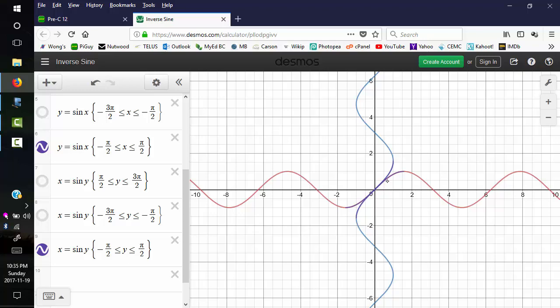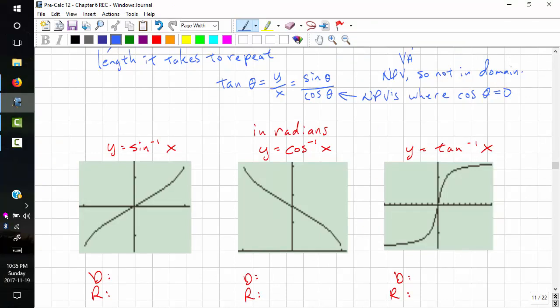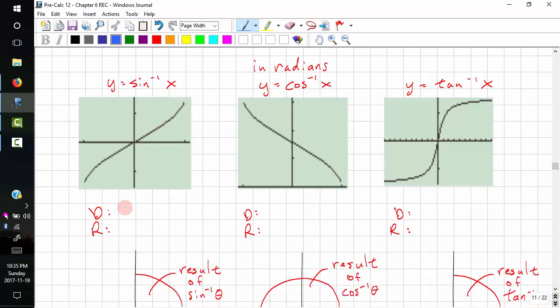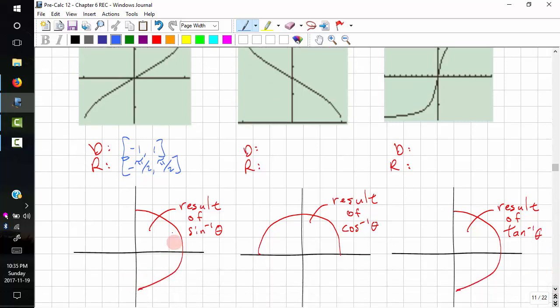So let's go back to our document. So sine goes from here to here. It includes our reference angle, and the domain is -1 to 1, and it gives us a range of -pi/2 to pi/2. And it looks like this.